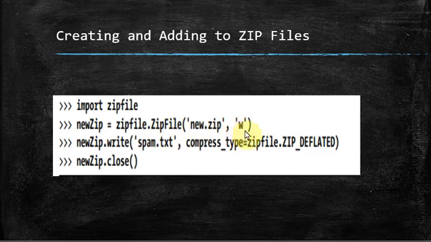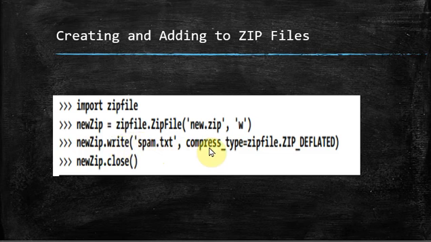Same concept here also. When you pass a path to the write method of the ZipFile object, this is your ZipFile object, newZip, then Python will compress the file at that particular path and add it to the zip file.